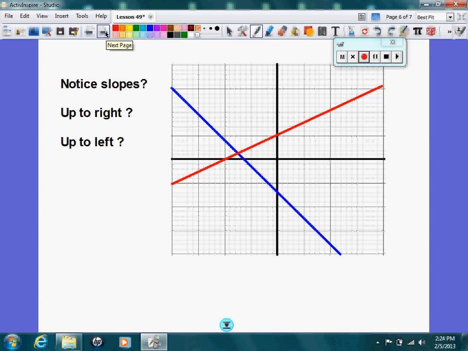Notice the slopes. Up to the right has a positive slope. Let's change colors so we'll know that. The red one is positive. What about the blue one? It's down to the right, so it has a negative slope. So remember that, that's kind of a helpful hint for you.